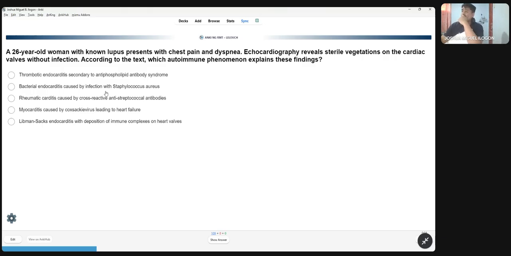Chest pain, dyspnea, echocardiography reveals sterile vegetations on the cardiac valves without infection. Sterile vegetations. What does that mean, bro?